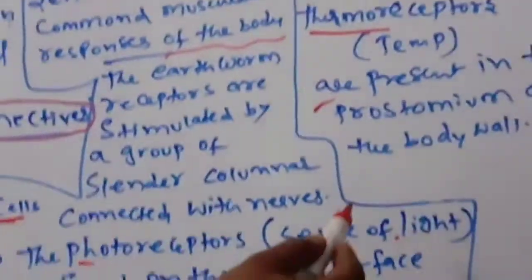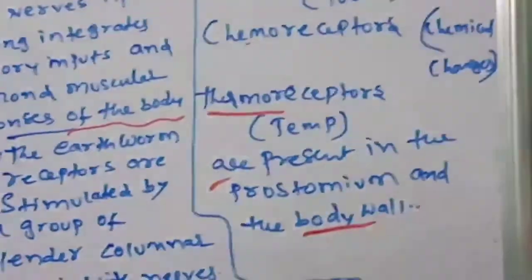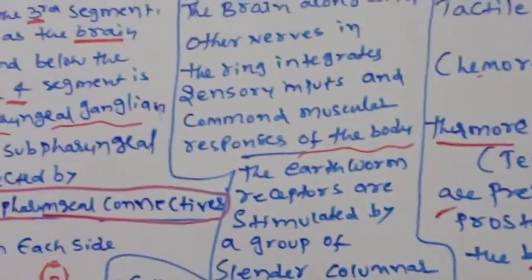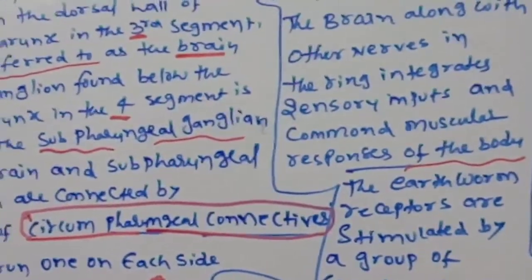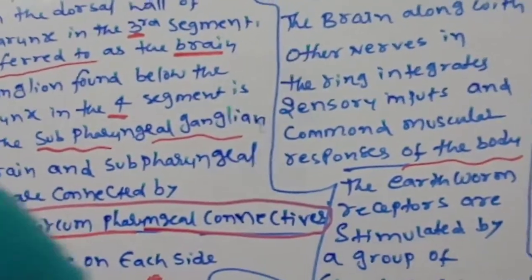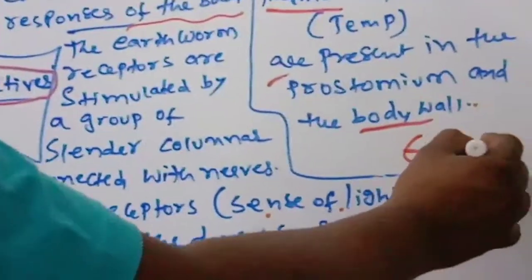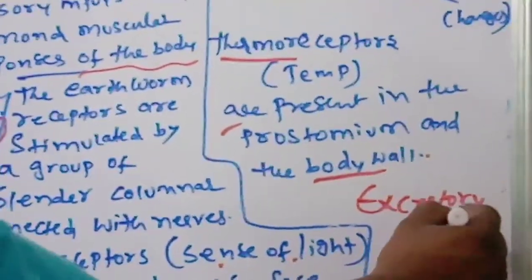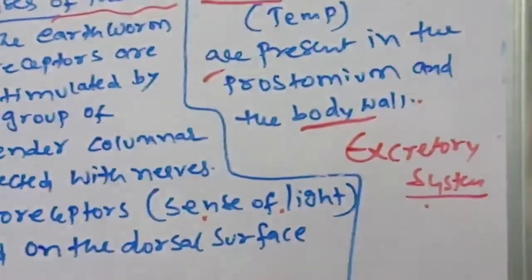So this is the nervous system of Lampito mauritii. Tomorrow we are going to discuss the excretory system. Okay, children. Thank you very much.